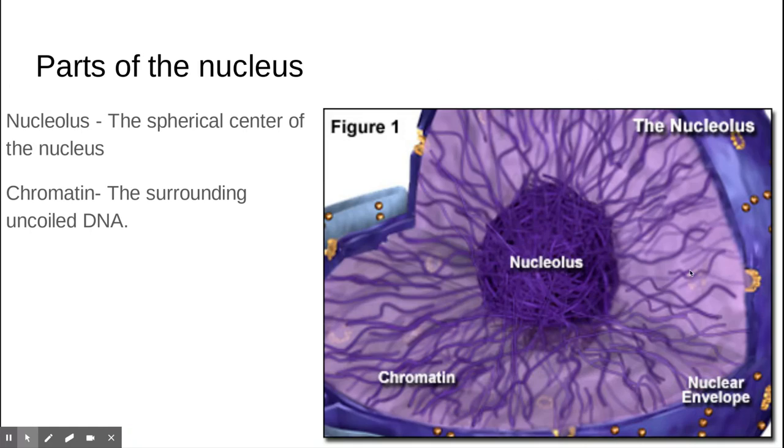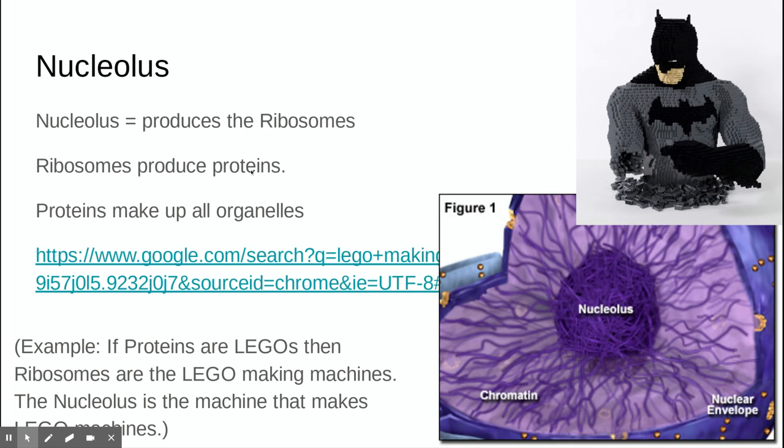Well, to make a protein, you need a ribosome. Ribosomes are like your protein factories. But guess what? How do you get a ribosome? The nucleolus builds them. So the nucleolus here is the factory that makes the ribosomes. The ribosomes are the factories that assemble the proteins.